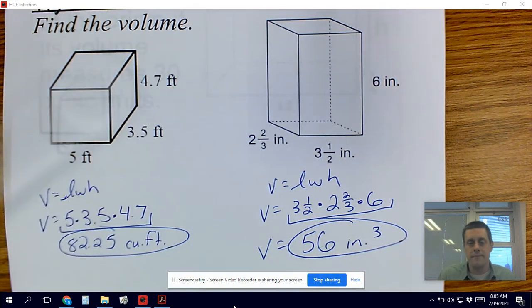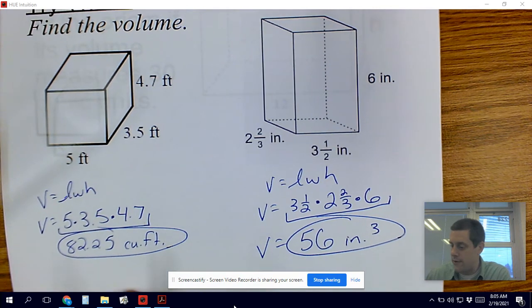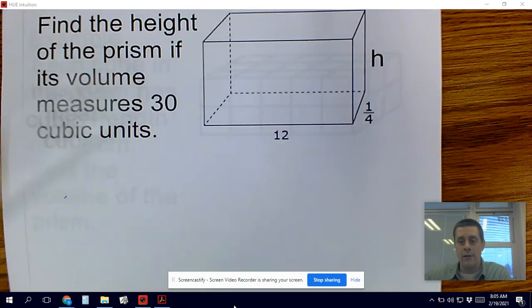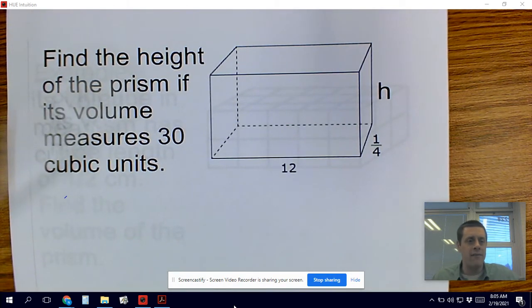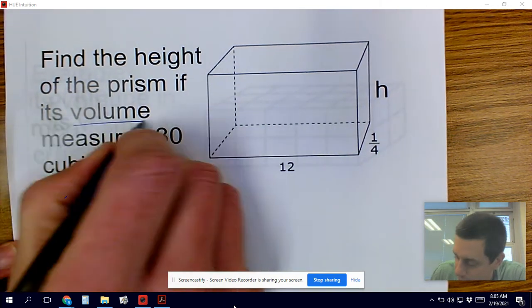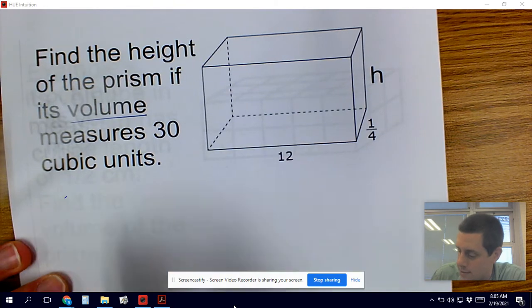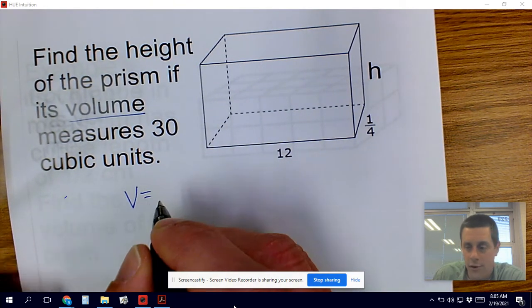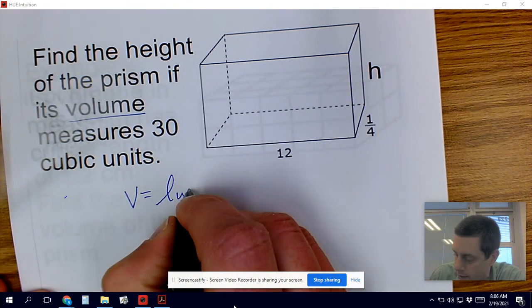All right, I have a couple more examples I want to share with you about volume of rectangular prisms. Take a look at this next problem. It says find the height of the prism if its volume measures 30 cubic units. Because I'm dealing with volume and I have a rectangular prism, I'm going to start with my volume formula. Volume equals length times width times height.